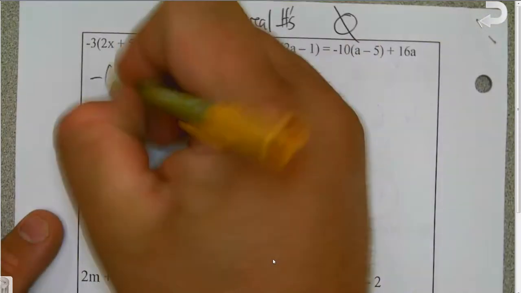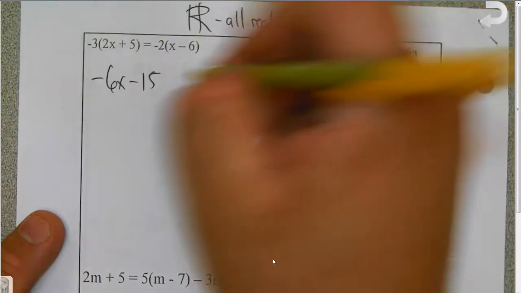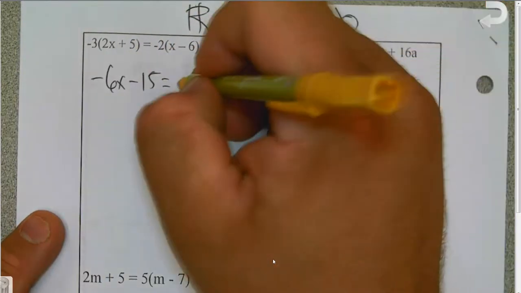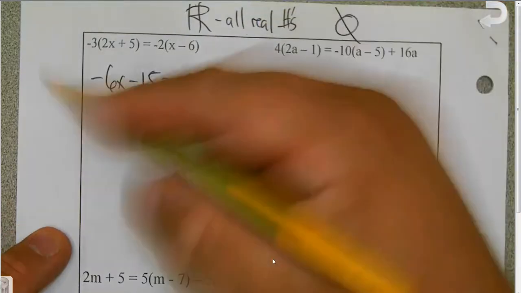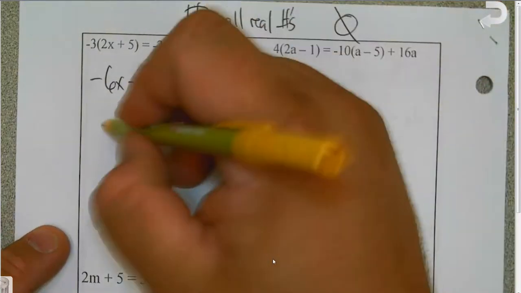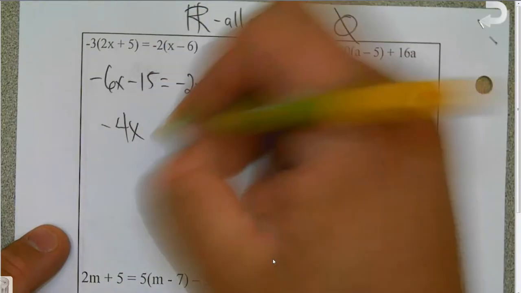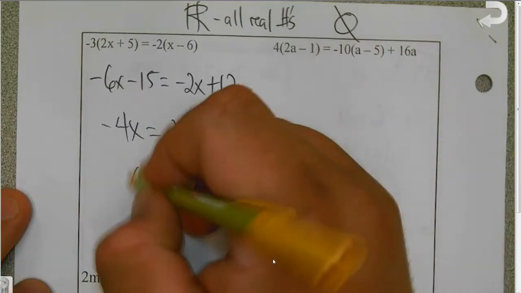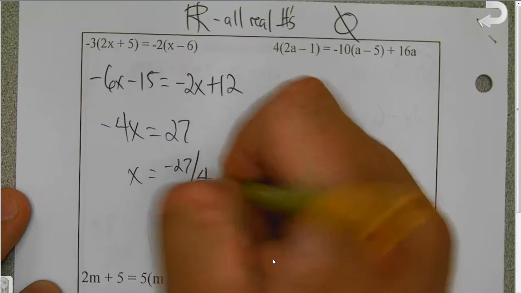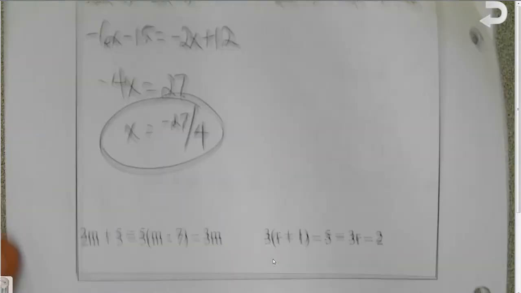I get negative 6x minus 15 equals negative 2x plus 12. And actually this one's going to work out, I think. Negative 4x equals 27. Yeah. X equals negative 27 fourths. That one worked out. This one I know for a fact doesn't.